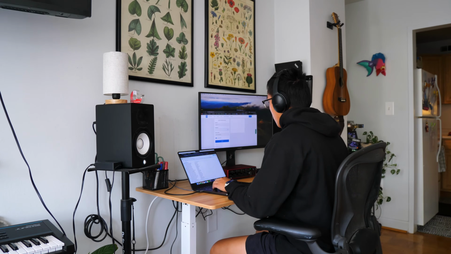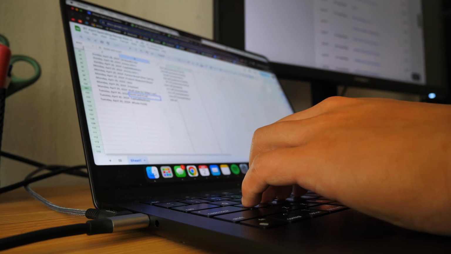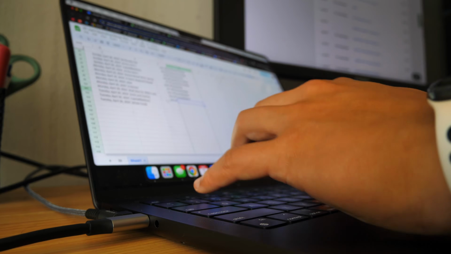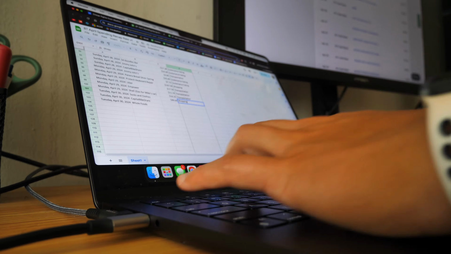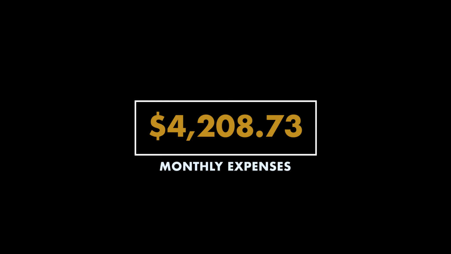The first thing I did was download all of my credit card statements and Venmo Cash App transaction history and just put it into a spreadsheet, order it by date, and for each transaction, apply some sort of general category that I thought most appropriate for it. I arrived at a total spend of $4,208.73.